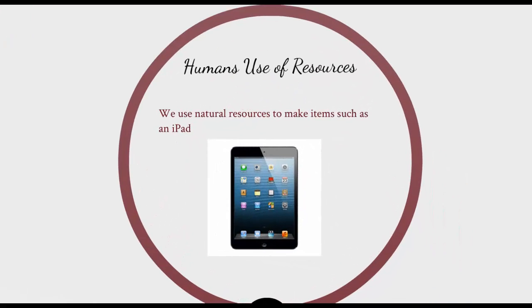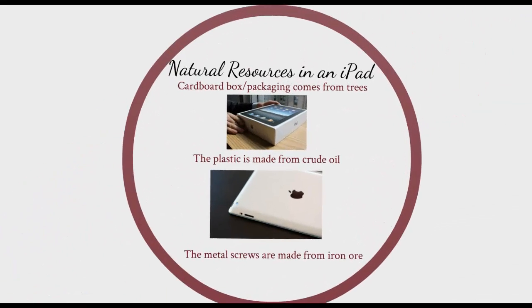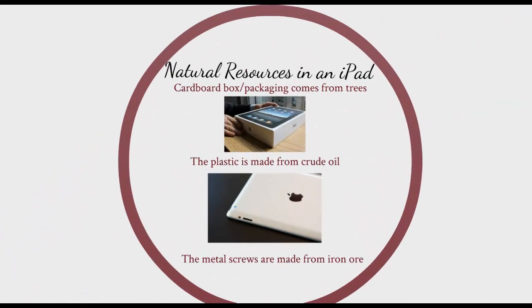So how do we use the resources? We use them to make items that we use each day, such as an iPad. And the iPad is becoming a very, very popular thing. Most homes have an iPad now, it seems like, and there's a lot of natural resources used in an iPad. So you have the cardboard box and the packaging that it comes in. That comes from trees. You take the tree and cut it down, and you can refine the pulp from the tree, and then you can make a thick paper product that is cardboard.